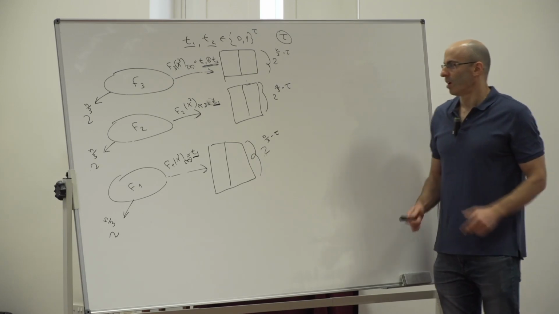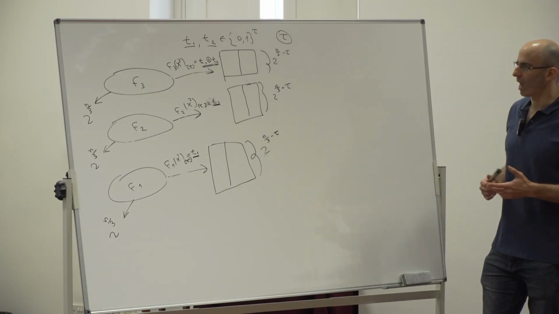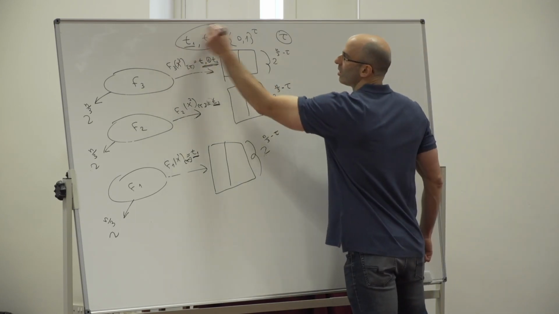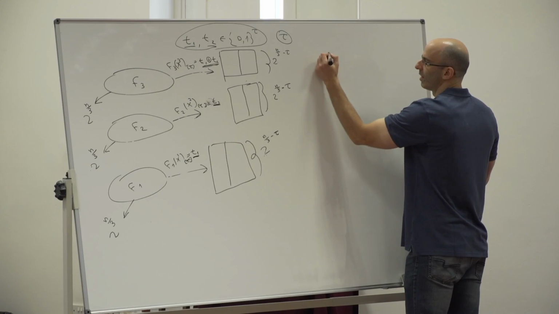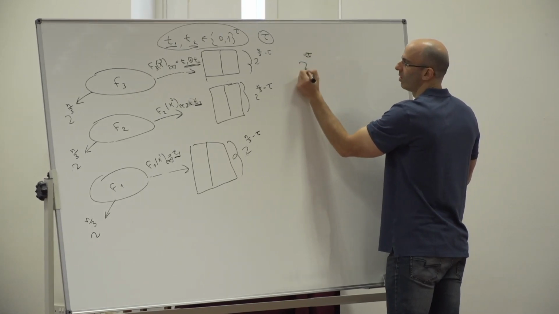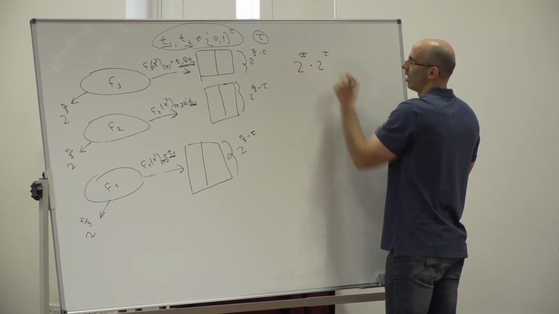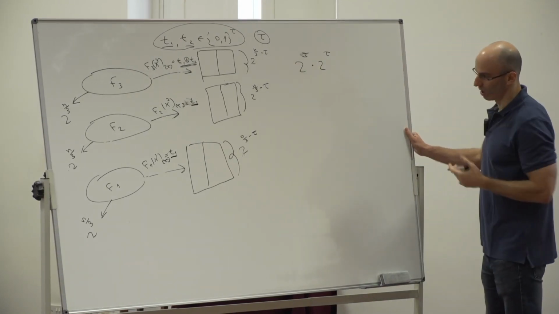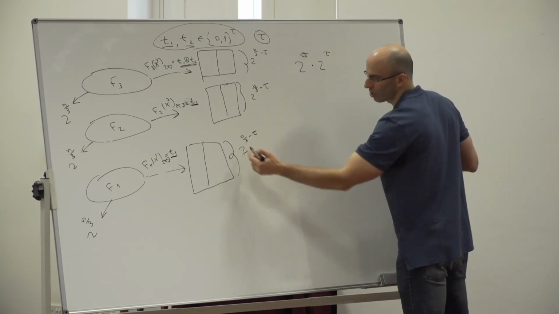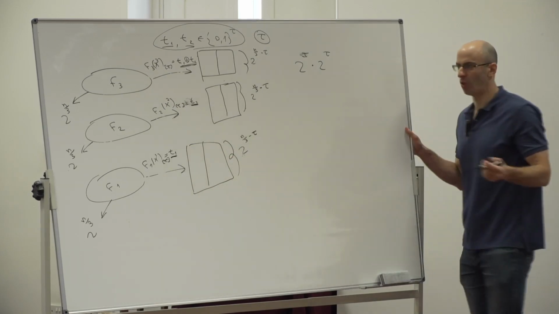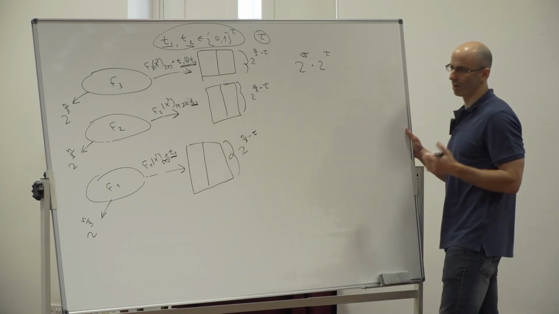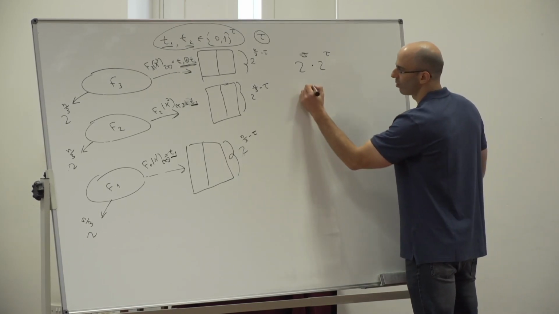Okay? But let's try to analyze this. What's the time complexity here? Basically, we're iterating over all T1 and T2. So we have an outer loop of complexity 2 to the tau times 2 to the tau. And what do we do in each loop? Well, building each table, we just iterate over the domain of F1, F2, and F3 independently. So the time complexity for building each table is 2 to the n over 3.